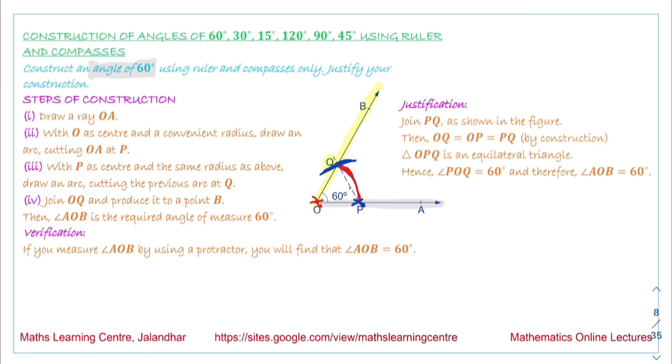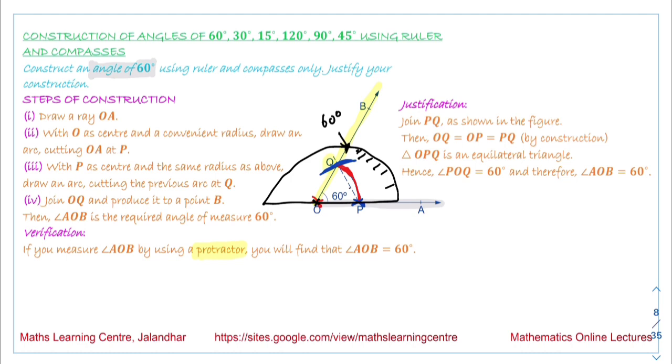So we are saying that this angle AOB is the required angle of measure 60 degree, and we can check it by measuring this angle using a protractor. We can keep the protractor over here like this at this point, and we will see that the angles are given over here, and this angle will be 60 degree.